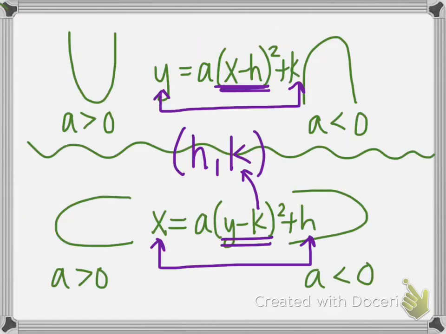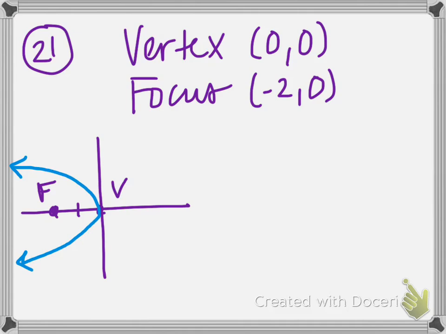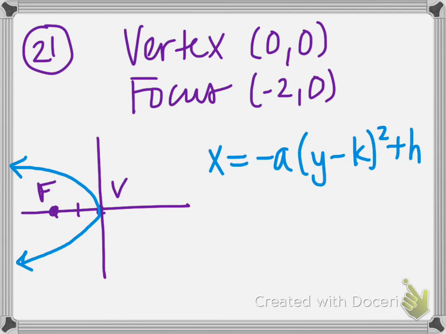Now, as you'll recall, if the parabola opens to the left, we're going to have an x equals equation in this form, and the a value is going to be negative. So I'm going to have x equals negative a times (y minus k) squared plus h. Now remember, (h, k) is our vertex. And since they're both 0, I can substitute 0 in for k and for h.